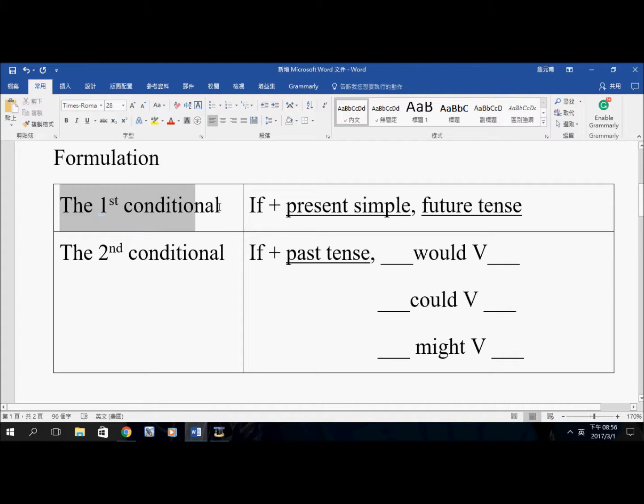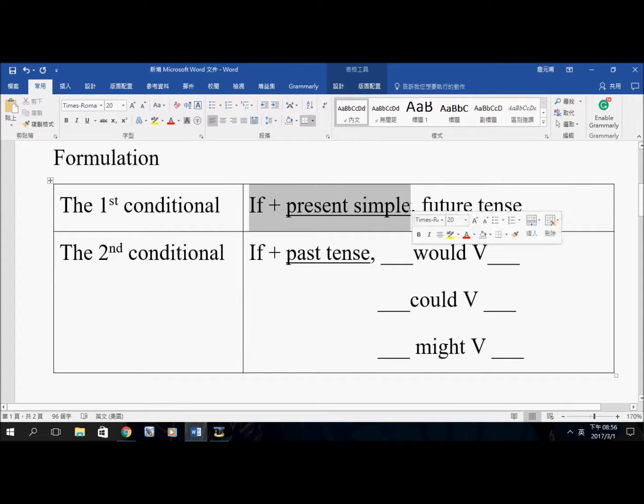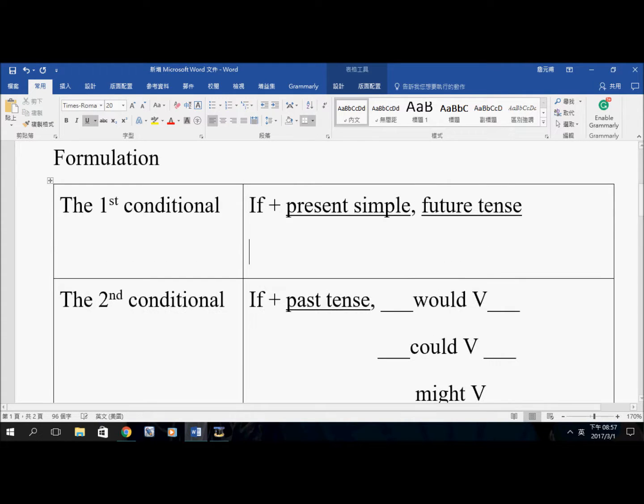As you can see here, for the first conditional, after the word if, this part of the sentence is called the if clause. We use the present simple tense. As for the other half of the sentence, it is written in the future tense. Let me give you an example. Let's say I'm very sick right now. I'm thinking about whether or not I should go to work tomorrow.